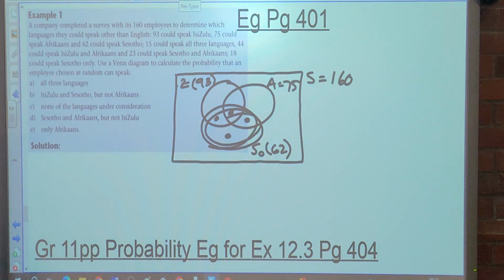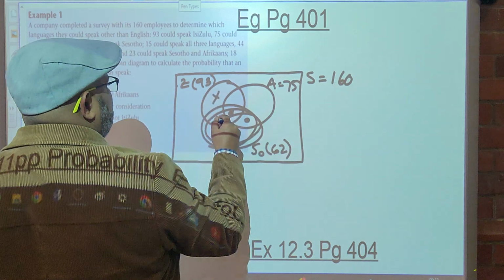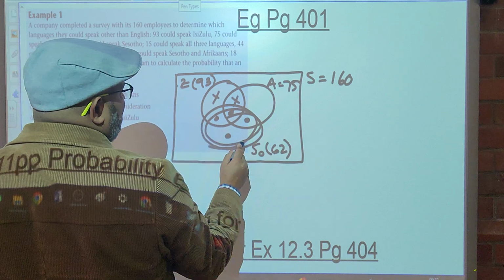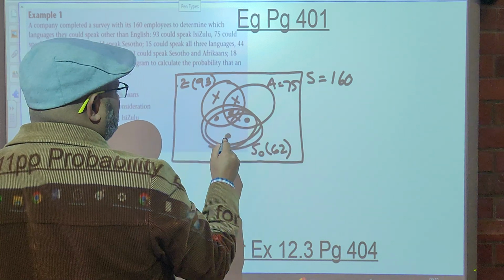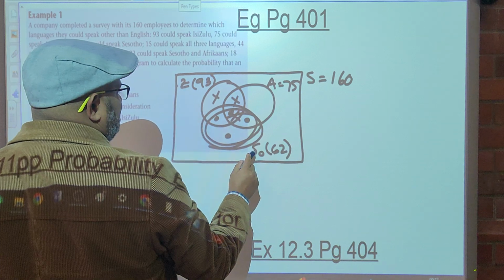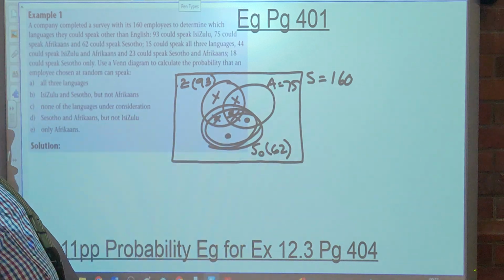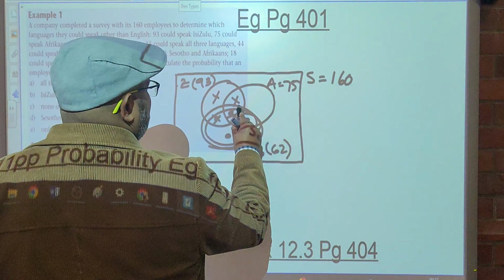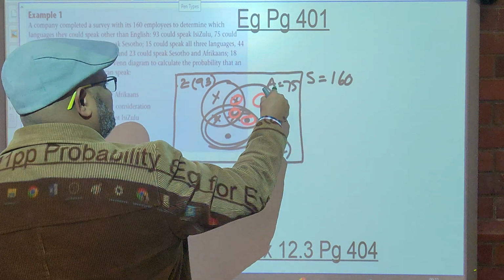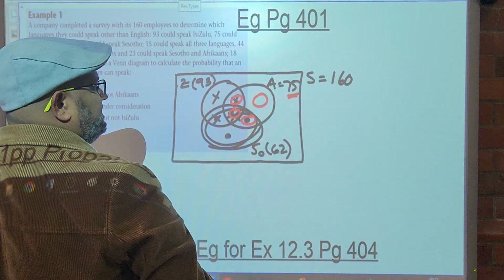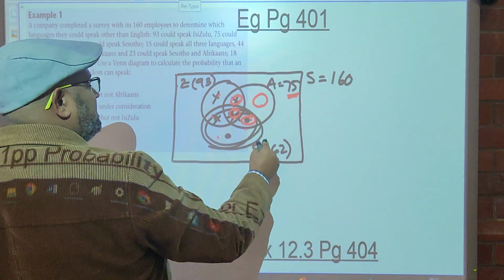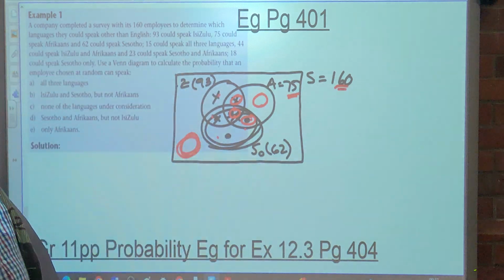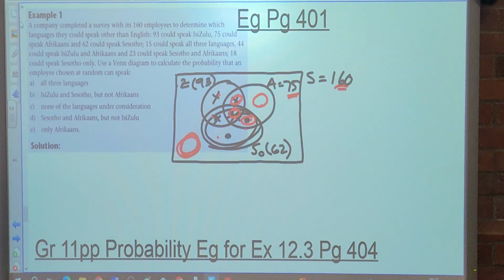Can you see that? Likewise, the people that speak Zulu only, the people that speak Zulu and Afrikaans only, the people that speak Zulu and Sesotho only, and all three, that all adds up to 93. Likewise, this part plus this plus that plus that will add up to 75. Then all these parts plus these circles plus that on the outside add up to 160. Do you guys understand? So let's go.